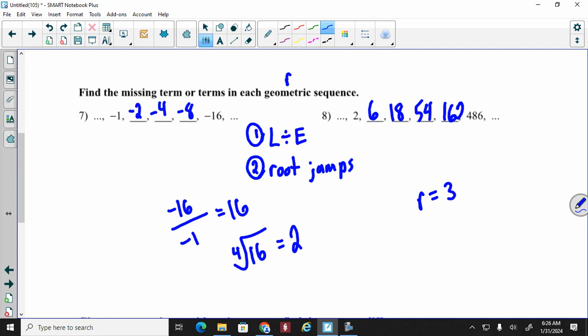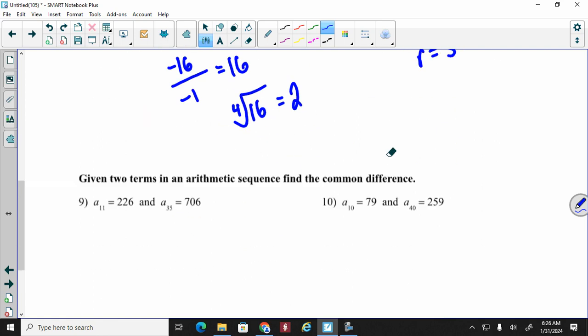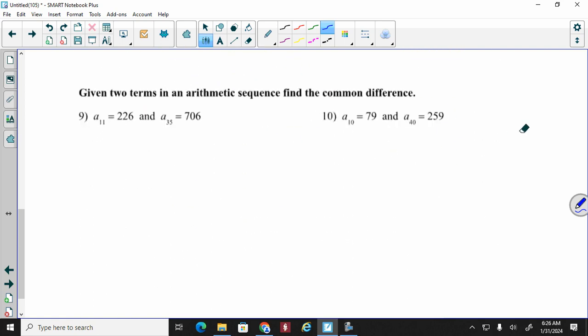So I set this review up to where it's exactly the same for both questions. All right. So given the terms of the arithmetic sequence, find the common difference. So I'm looking for my common difference. All right. So remember, step 1, it was just like the question 2 parts ago. Take the later term and subtract the earlier term.